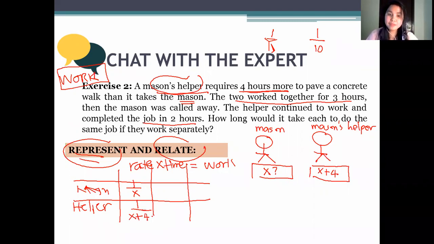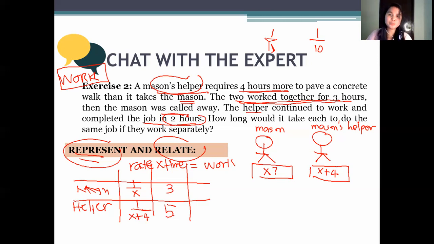Now the time tells us, if they work together, how long it took them to complete the job. Here, the 2 worked together for 3 hours. Then the mason was called away. Then after 3 hours, the helper continued it and finished the job in another 2 hours. So it means that the mason only worked for 3 hours, while the helper worked for 5 hours.